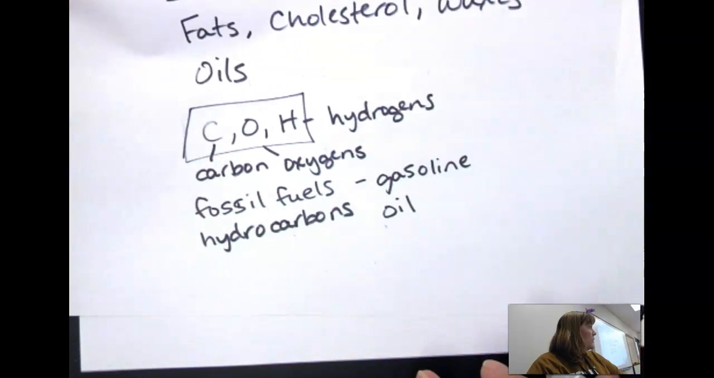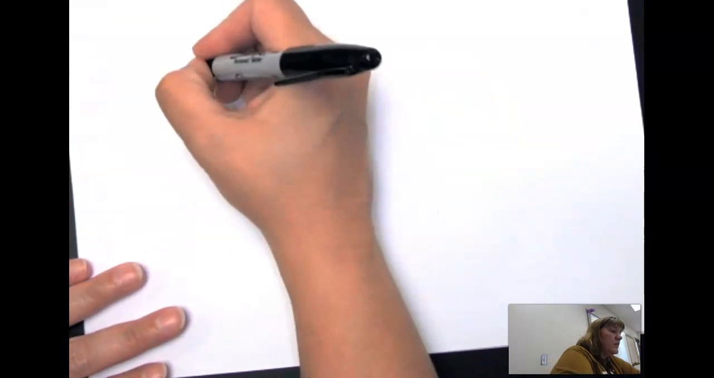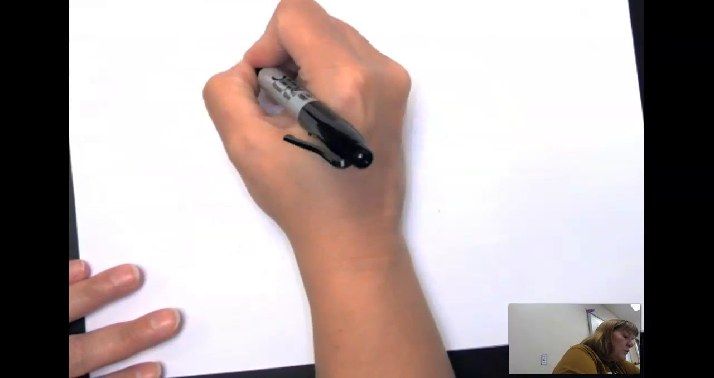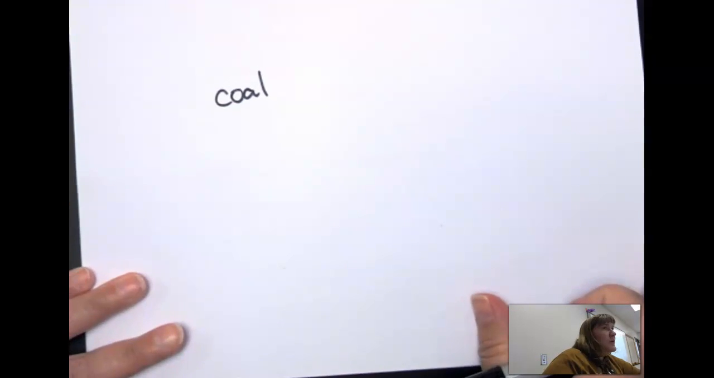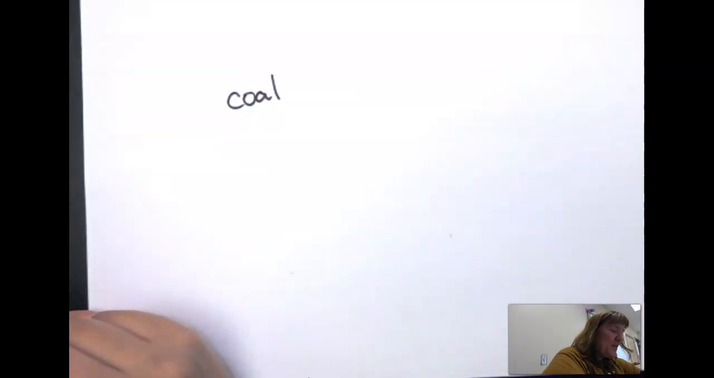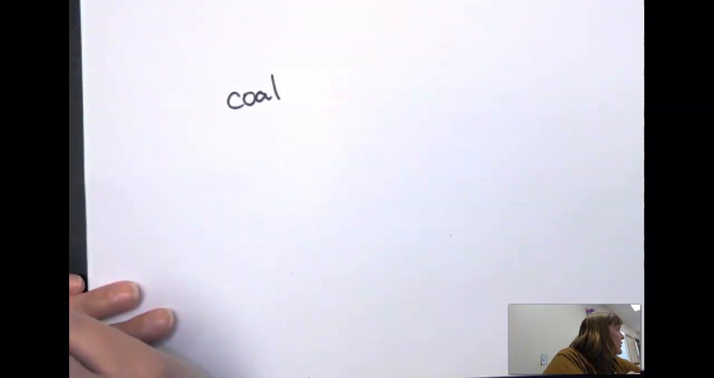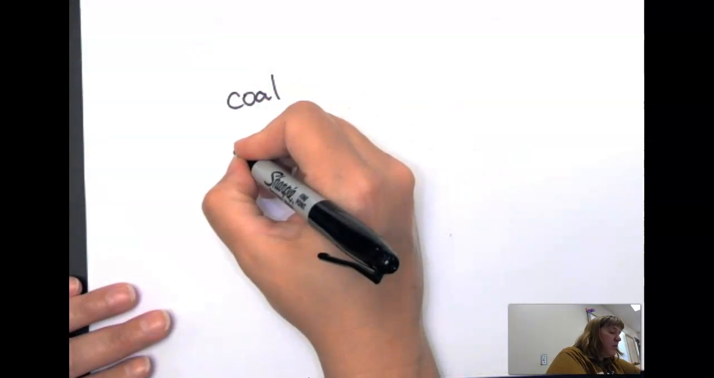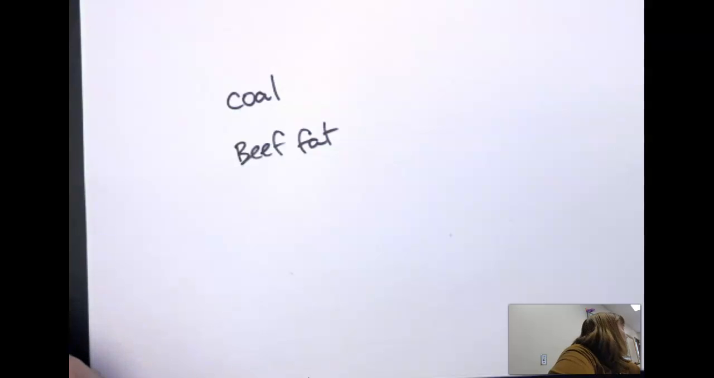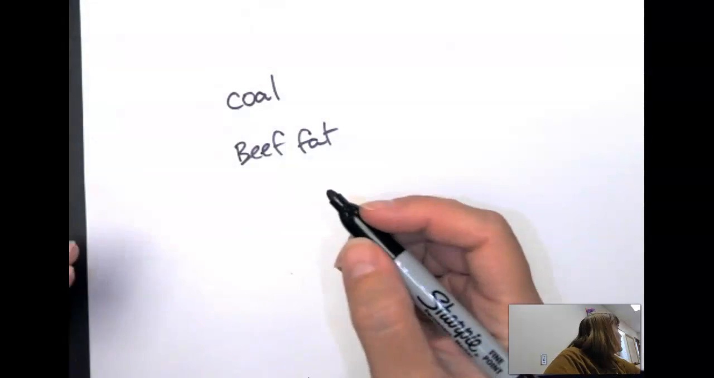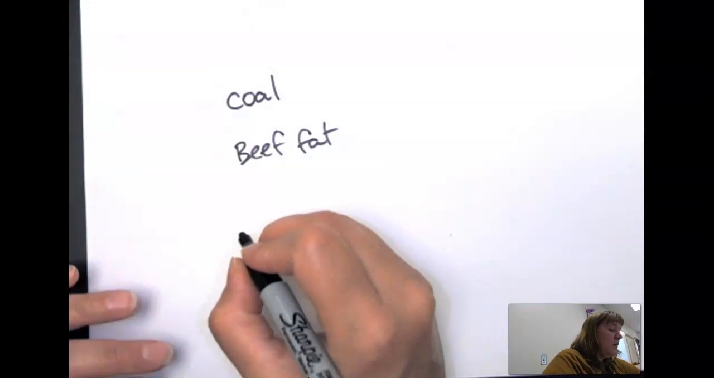Another good fossil fuel, coal. Yes, coal, I don't know if it's a good one, but it's a good example. Okay, so then what you just said can be found in beef fat. What are some other examples? You mentioned oils, like vegetable oils, so walnut oil, avocado oil.